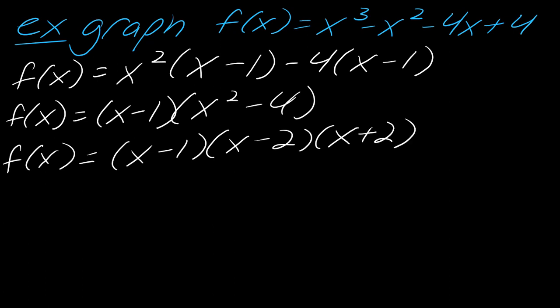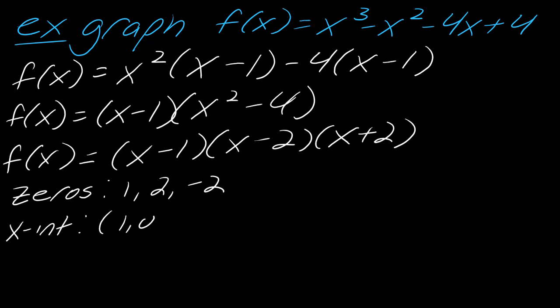And now I actually have a lot of information that I need. So one, I have my zeros. The zeros in this case are 1, 2, and negative 2, so I just take the opposite sign of each factor. And related to that are my x-intercepts. My x-intercepts are (1, 0), (2, 0), and (-2, 0).